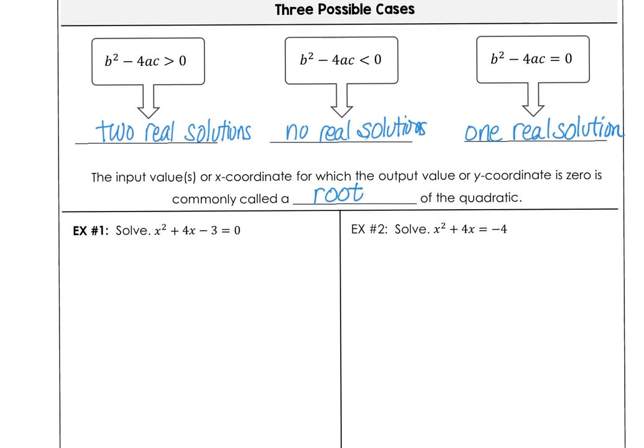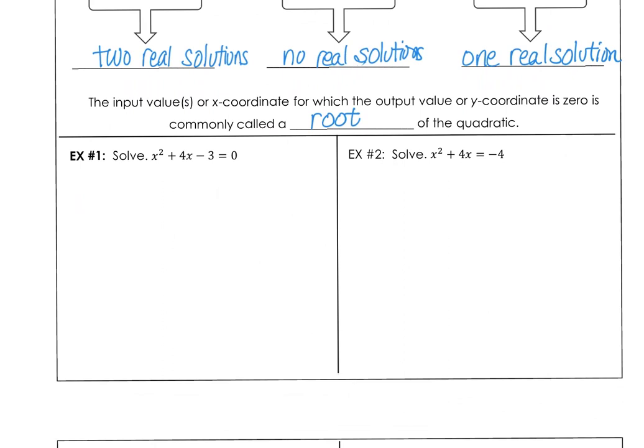So let's look at the first one, x squared plus 4x minus 3. If we want to know the solutions using the quadratic formula, the opposite of b is negative 4, a is 1, b is 4, c is negative 3. So using the quadratic formula, opposite b plus or minus the square root of b squared minus 4 times a times c, that entire quantity, all divided by 2 times a.